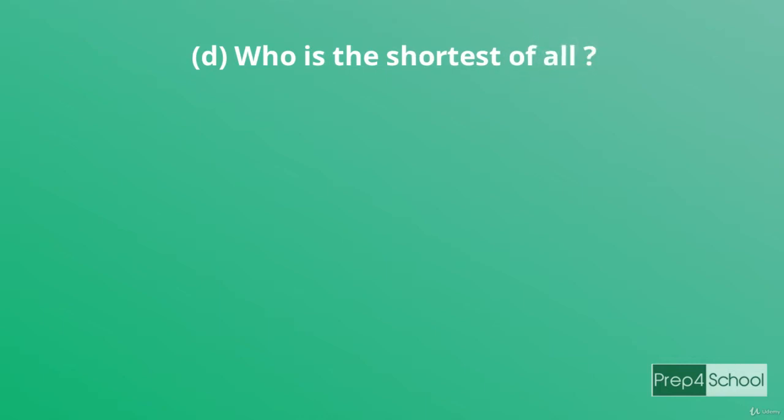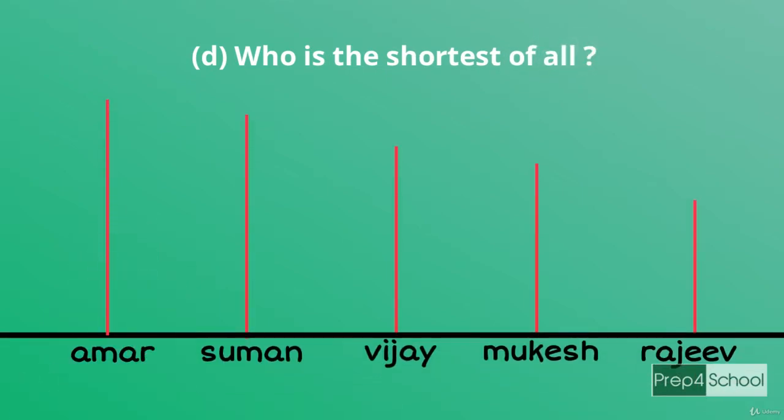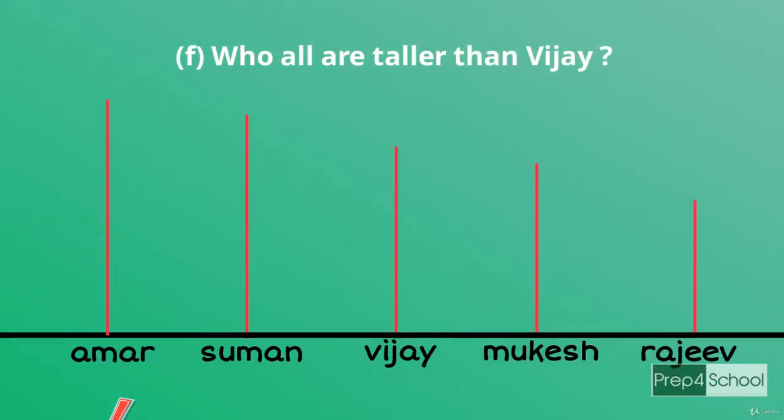And number 4, who is the shortest of all? From the diagram, the shortest one is Rajiv and the tallest one is Amar. Number 5, who are all taller than Vijay? Amar and Suman are taller than Vijay, and Mukesh and Rajiv are shorter than Vijay.